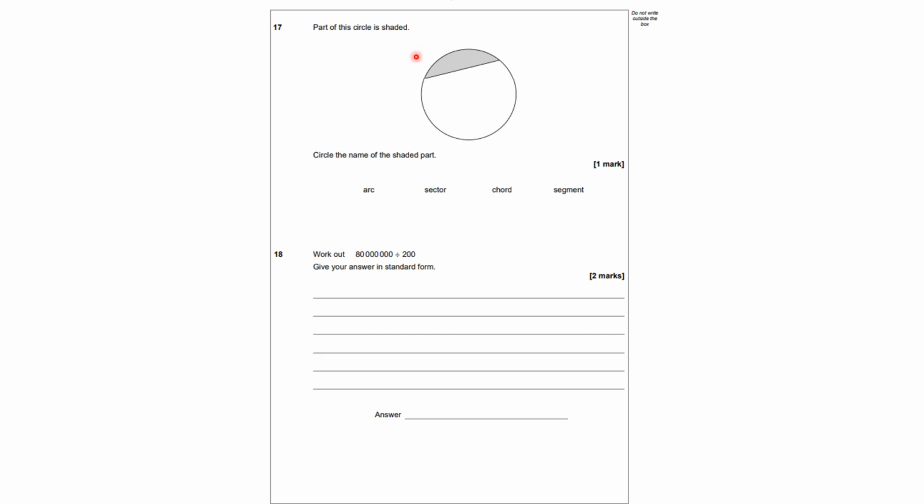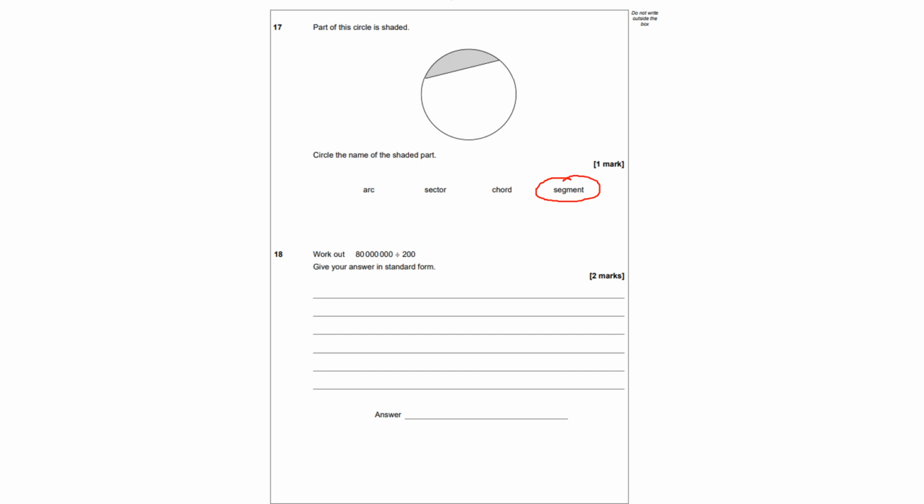So this says part of this circle is shaded, and it says name the shaded part. So for these, you just got to learn your different definitions. So an arc would be, for example, a line around here, a sector like this, a chord, that is a chord, and then this bit is the actual segment. So this is segment for this one. These are things you've just got to learn. Again, if you don't fully understand, drop a comment, or I'll do another video specifically on circles in future.